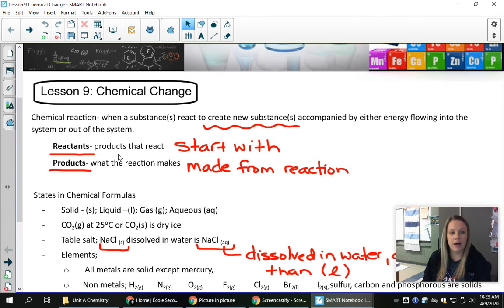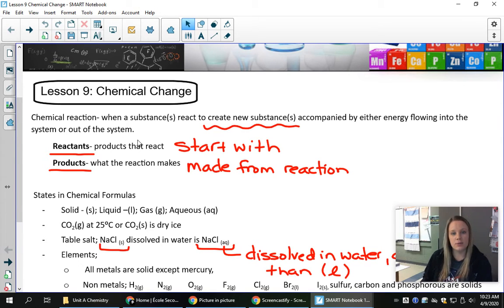So, chemical reactions are when some kind of new substance is produced, and that's with energy flowing from one part of the system to another. Usually when we see that in the lab, it's in the form of heat. So, something could get really warm in the test tube when you touch it, or really cold.